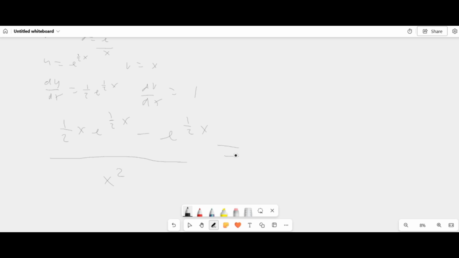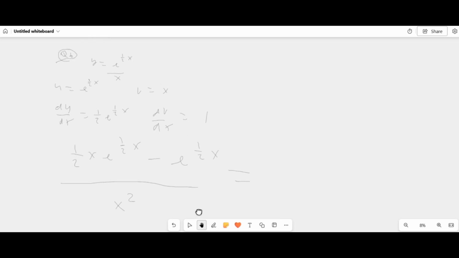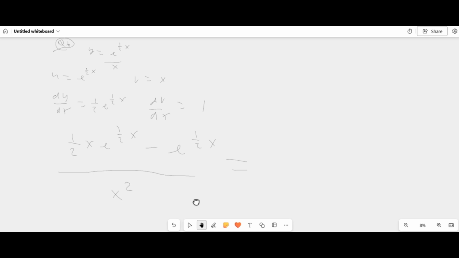You see, sometimes here, alright, let me double check the question. See, sometimes I write stuff and I just forget it. Let me double check here that this question says e to the power of half x.